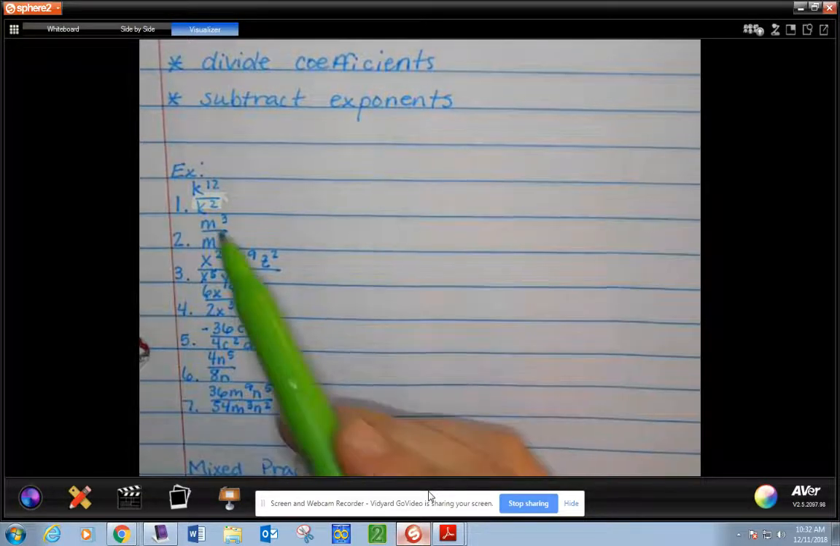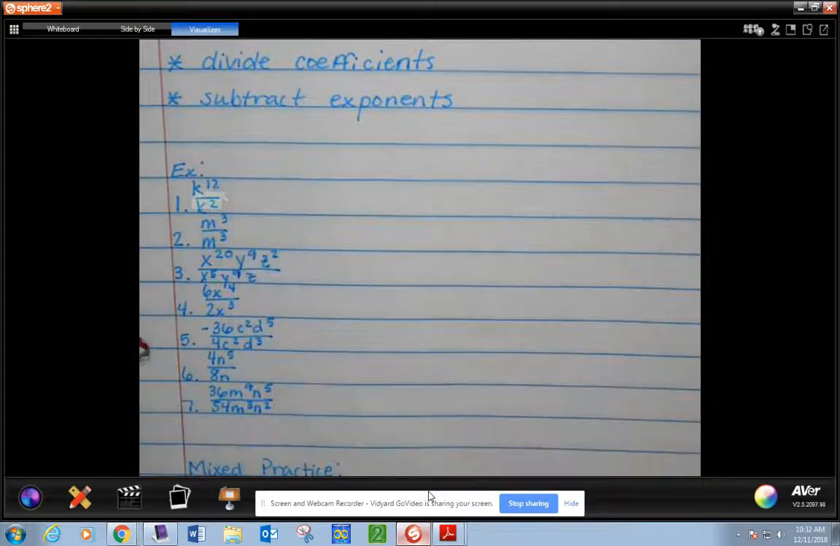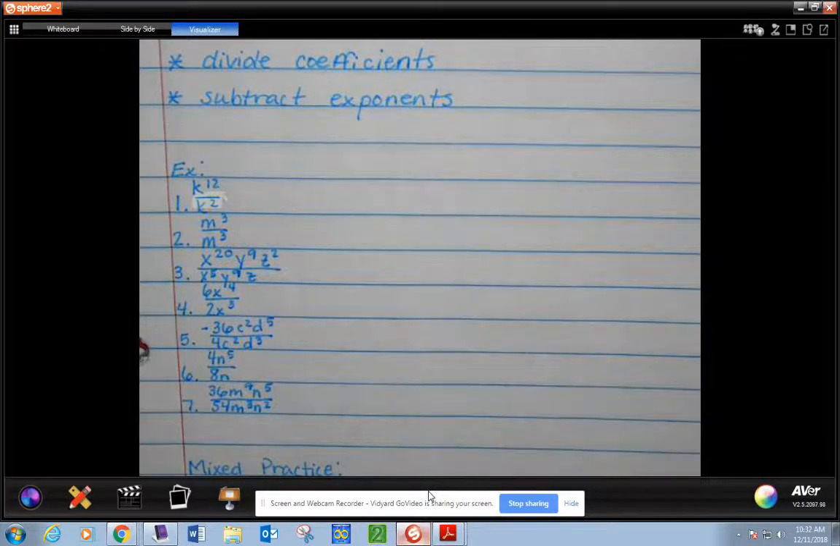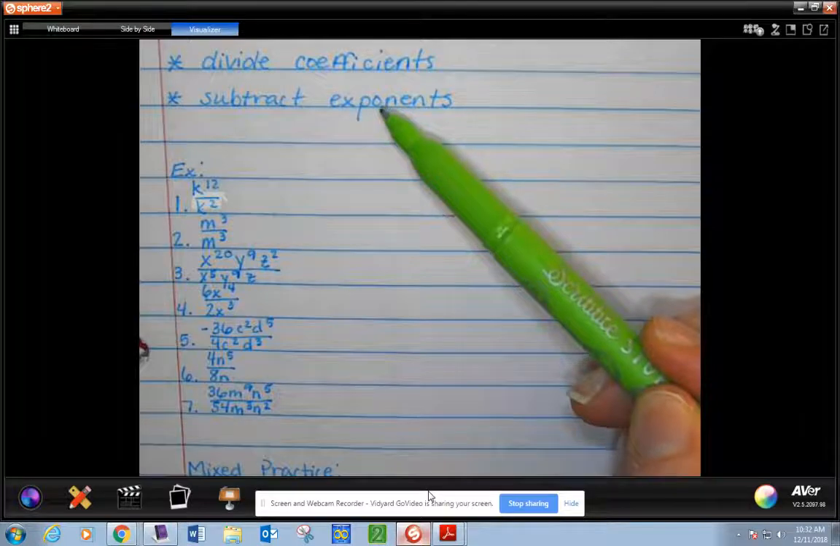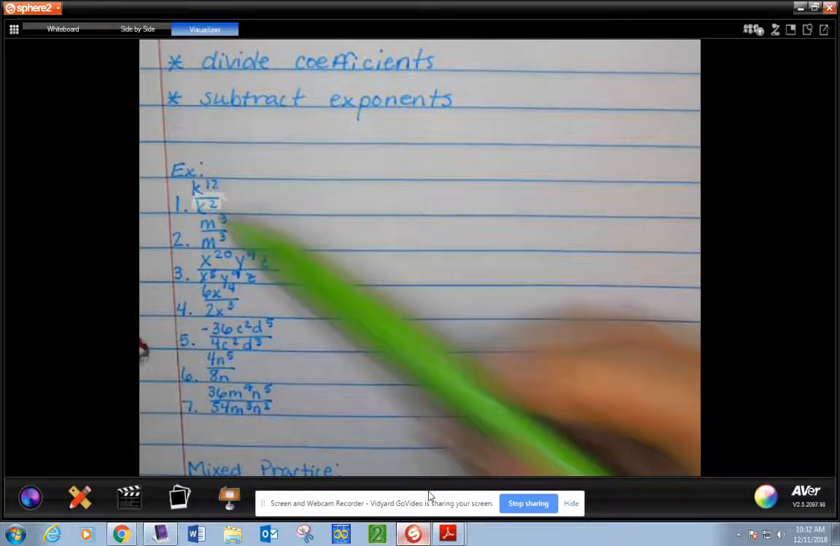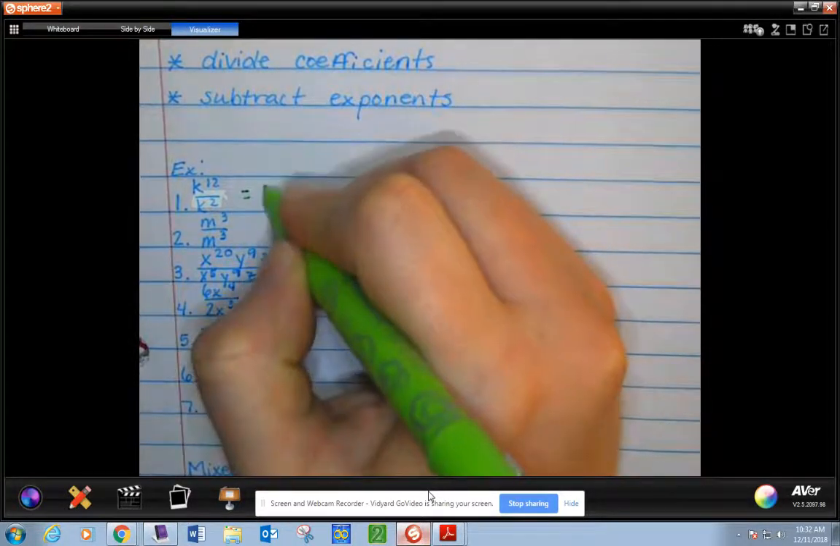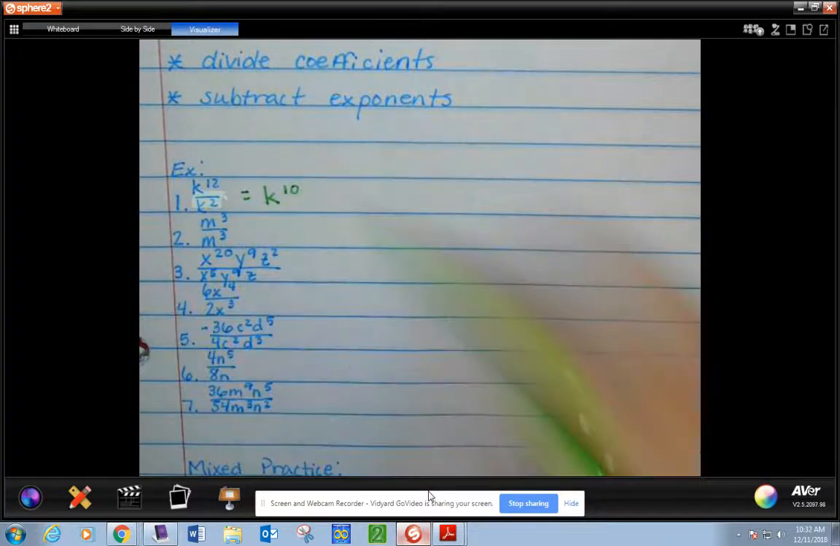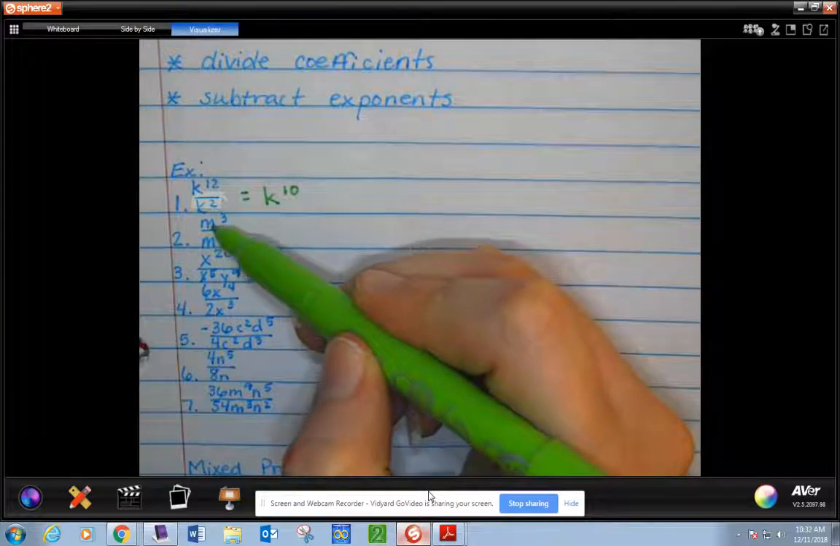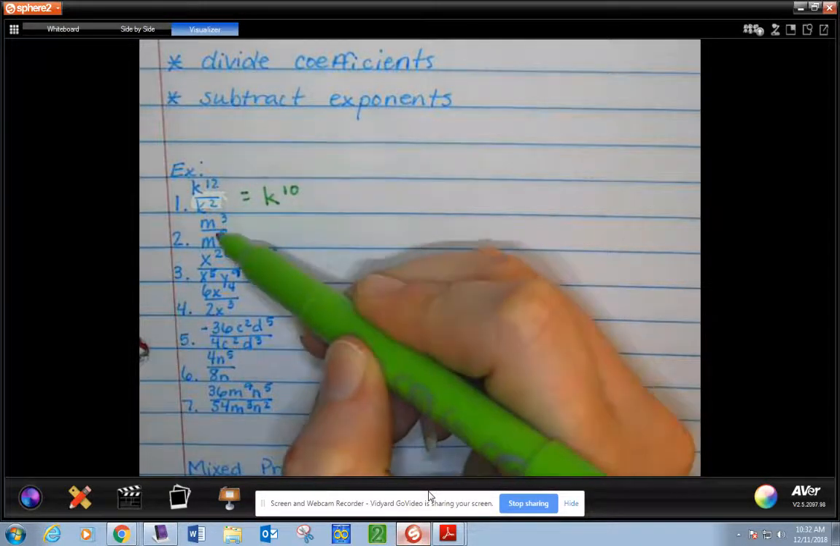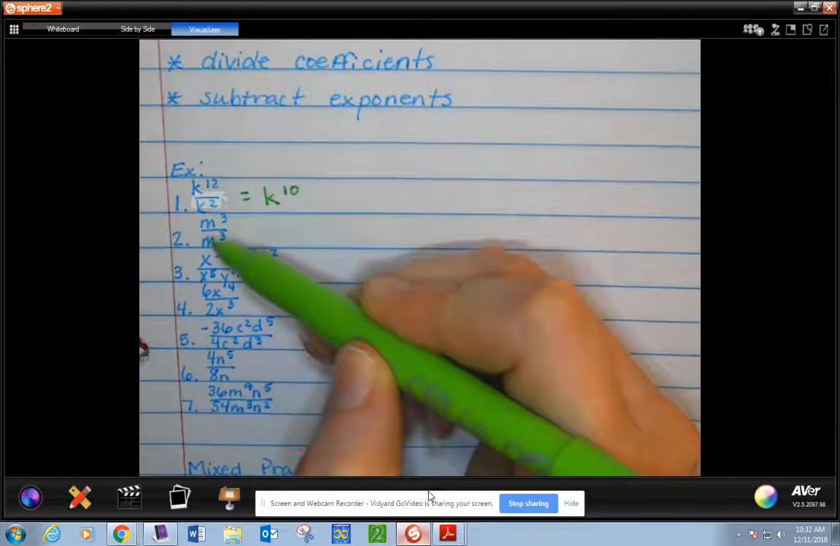For my first example, I have k to the 12th over k squared. This one does not have any coefficients, so I'm just going to go straight into subtracting my exponents. Well, 12 minus 2 is 10, so I'm going to have k to the 10th.